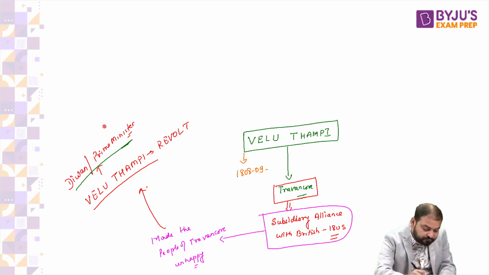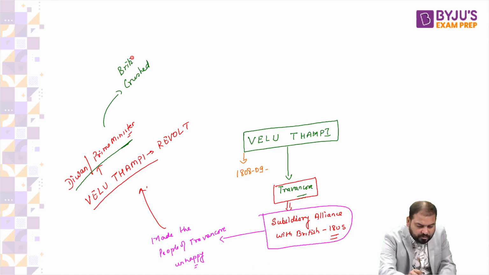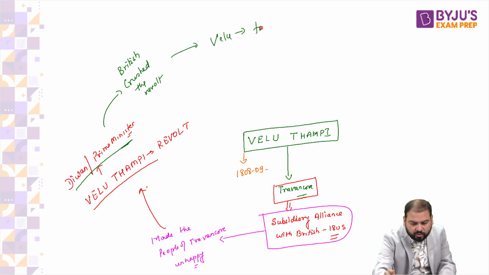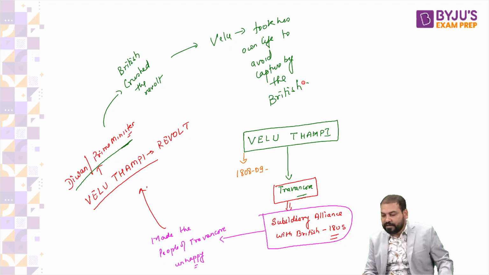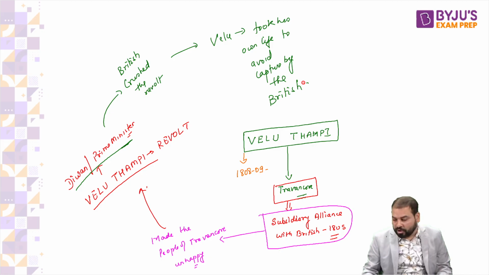Ultimately, what will happen? The British crushed the revolt and Velu Thampi took his own life to avoid capture. Everyone, am I clear? All of you, am I clear with this?